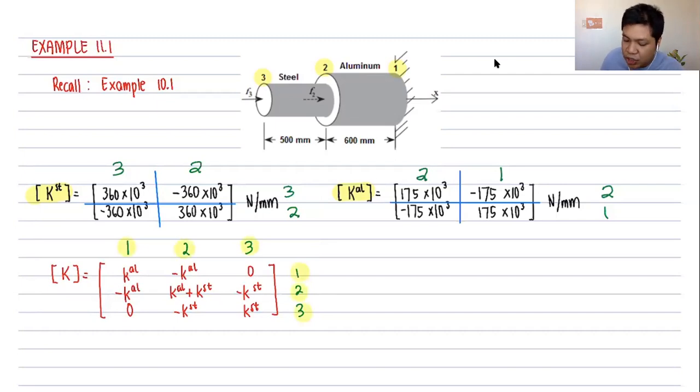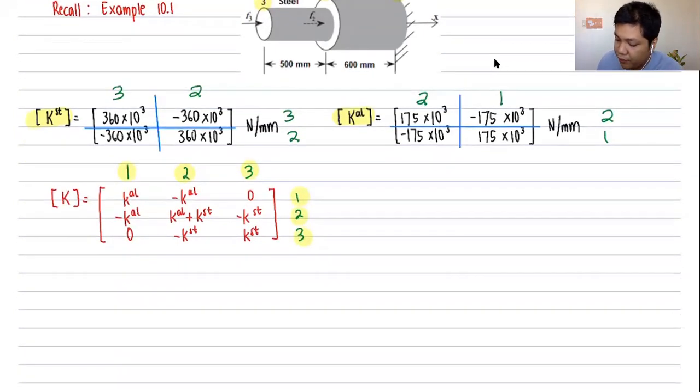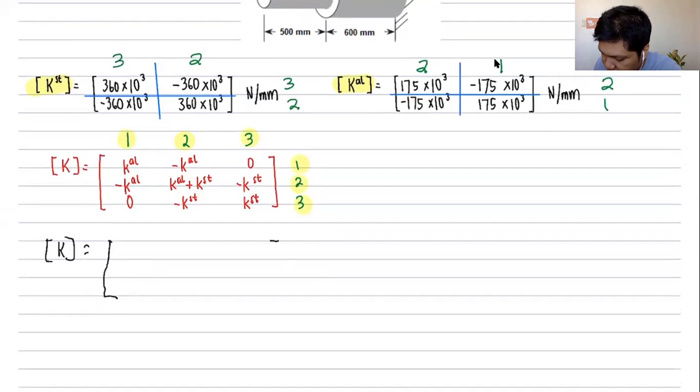So again, I just fill up. If you want to know how this was obtained, the global stiffness matrix would be a 3 by 3 matrix. So again, what is placed in column 1 and row 1? Going to your element stiffness matrix, I'll just plug in one by one. I'll just write here 1, 2, 3, 1, 2, 3.